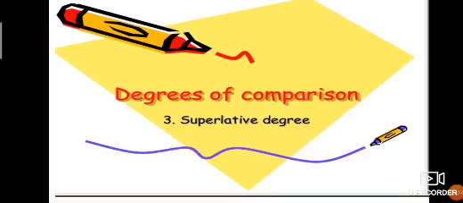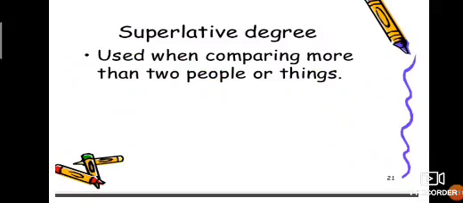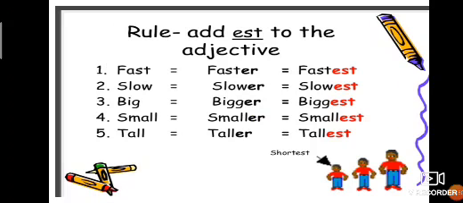Degree of comparison. The third one is superlative degree. What does superlative degree mean? Superlative degree is used when we compare more than two persons or things. First, we don't compare with anything, that is positive. Second, comparing with two things. Third, more than two things or persons. That is superlative. The rule for superlative: add est to the adjective.